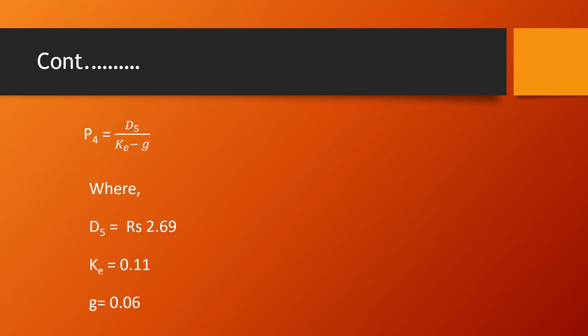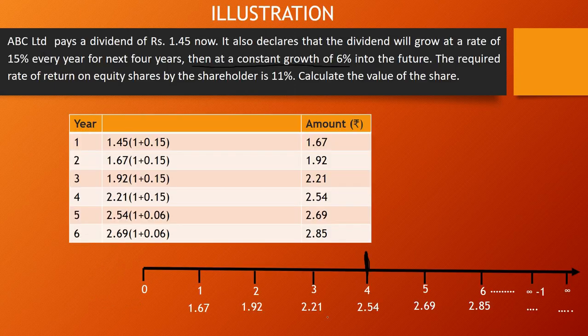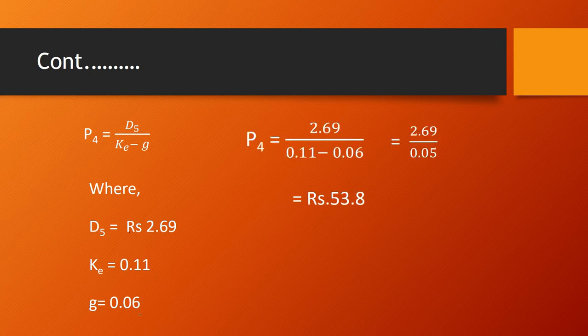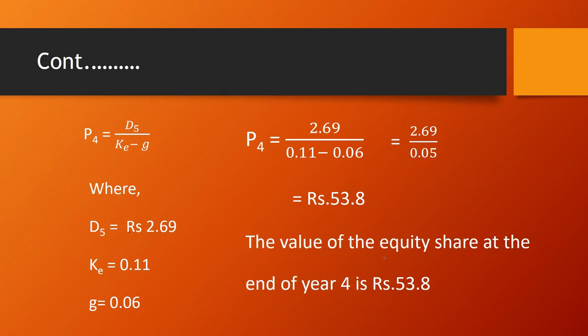D5 we have already calculated in the previous slide. D5 will be 2.69. KE is already given as 0.11, that means 11%. And the growth rate is given to be 6%. If I solve this, the amount is coming to be 53.8. That means the value of the equity share at the end of the 4th year will be rupees 53.8.